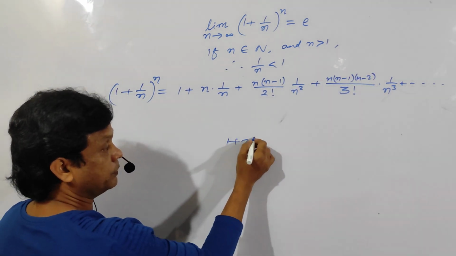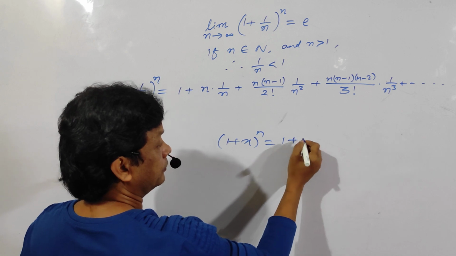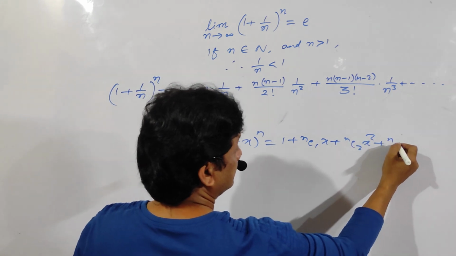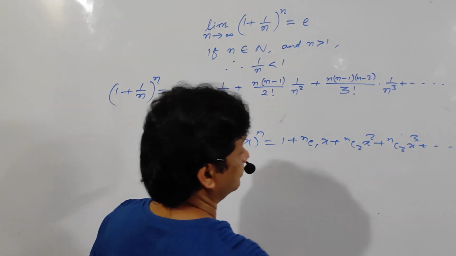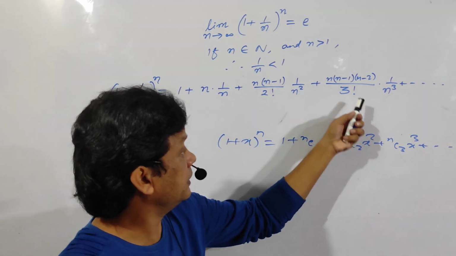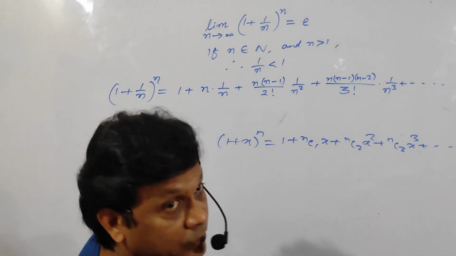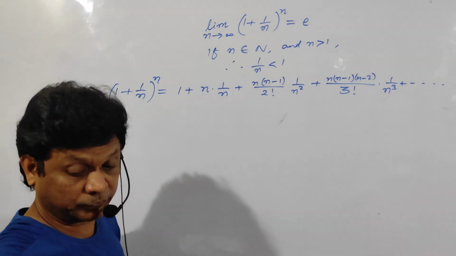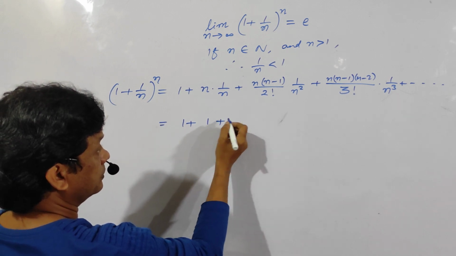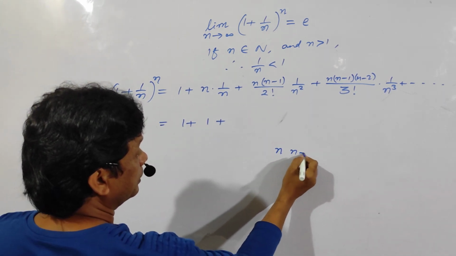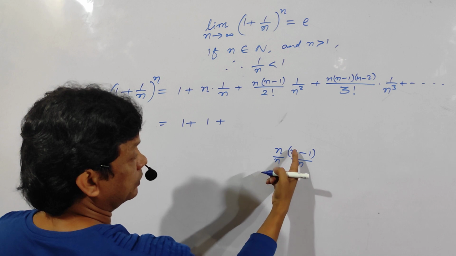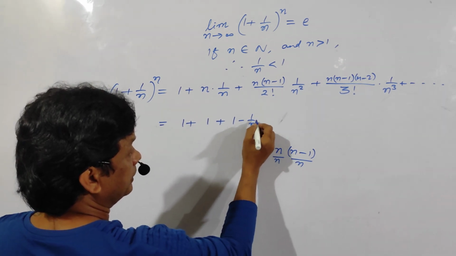That means (1 plus x) to the power n is simply 1 plus nC1 x plus nC2 x square plus nC3 x cube and so on. Is that clear to you? nC1 is n, nC2 is n into n minus 1 by factorial 2, nC3 is n into n minus 1 into n minus 2 divided by factorial 3 and so on. Okay, so see here. It will become 1 plus 1, since n cancels out. Then n into n minus 1 divided by n square: divide n here and here, so n cancels out, and n by n is 1, minus 1 by n. Like this I can write.